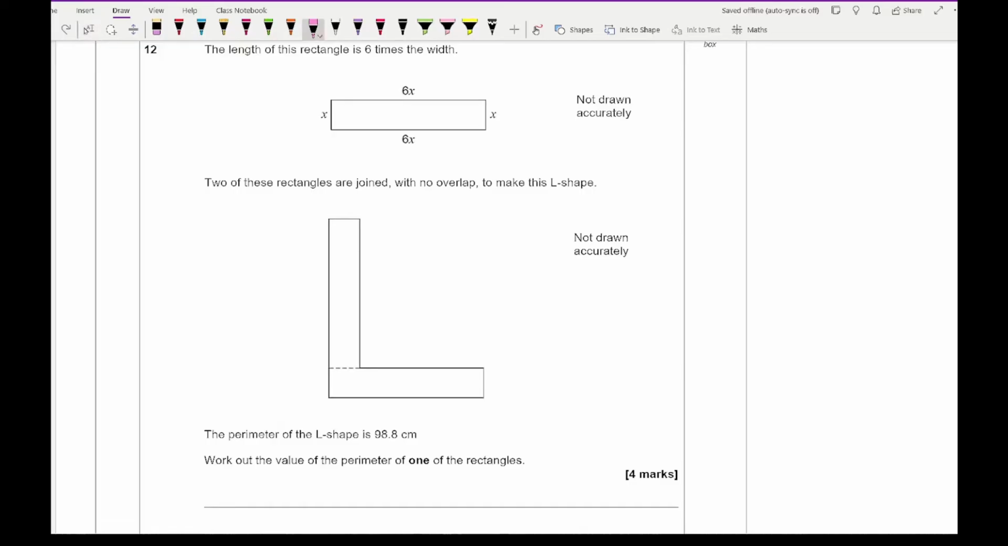So let's first of all label this L shape using the information that we know from one rectangle. So that's going to be 6x, 6x. This length here is going to be 5x because it's 6x take away 1x. That's going to be 6x, that's going to be x, and that's going to be x. So then totaling all of that up, we get a total of 26x equals the perimeter, which is 98.8. So then I can work out what x is. So that's going to be 98.8 divided by 26, which equals 3.8 centimeters.